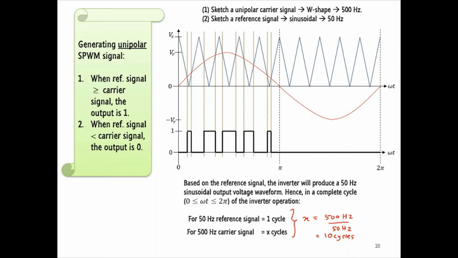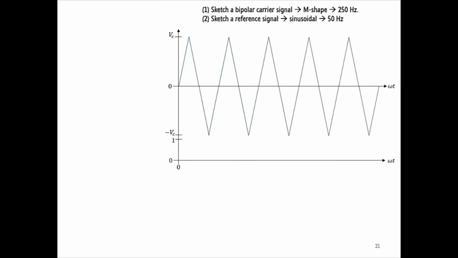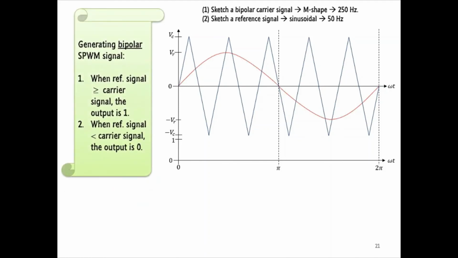Now, we will apply the same procedures to generate a PWM signal using bipolar PWM control technique. According to the switching frequency, we need to sketch 5 cycles of the carrier signal only. Next, label pi and 2 pi's. Then, sketch the reference signal. According to the same rules, we can sketch the PWM control pulses as follows.